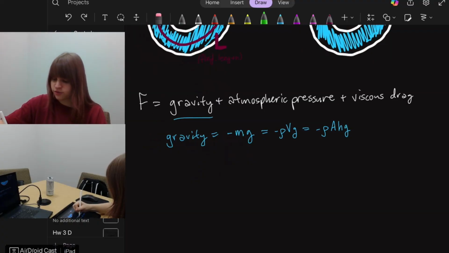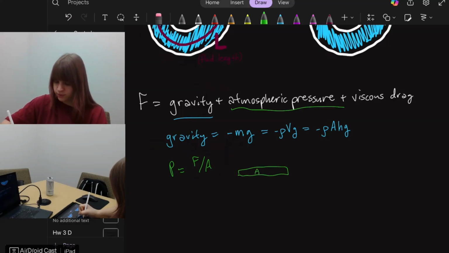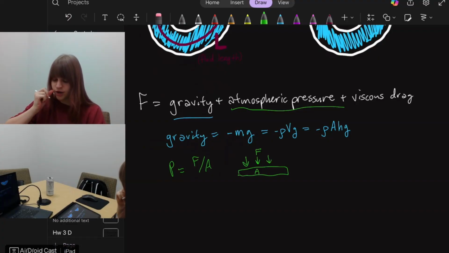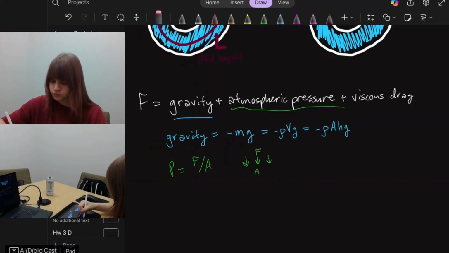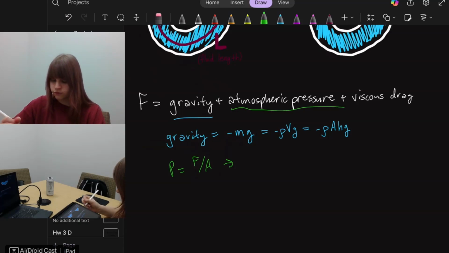And for the atmospheric pressure, we know that a pressure is equal to the force applied per area. So if we have an area, we would have a force being applied. That would be the pressure. We can rewrite this in terms of our force and say that is equal to the pressure times the area.